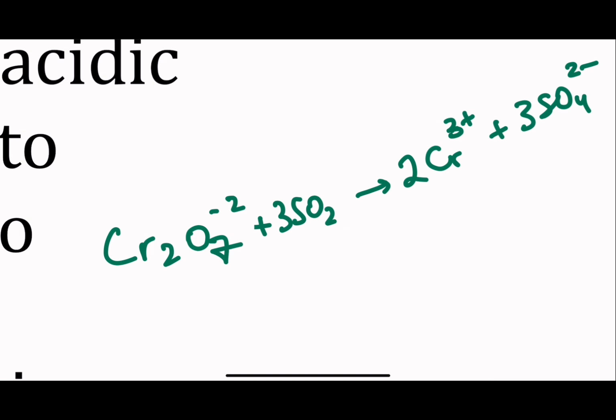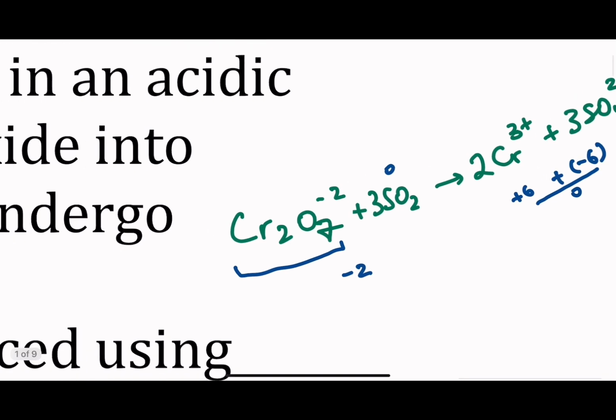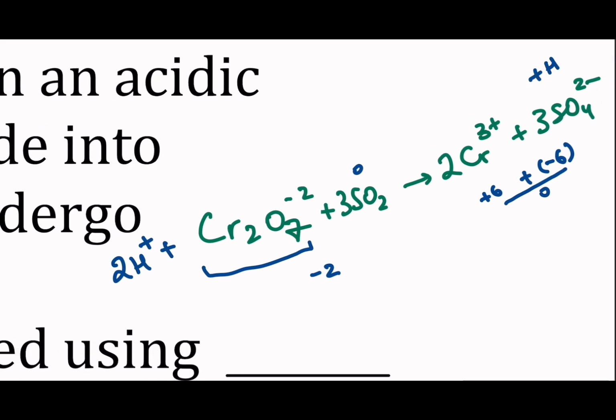In this case, we are going to look at the left side. The overall charge is -2, because this whole ion is -2, and this one is a compound, which has a 0 charge. And on the right we have +6 and then plus -6, because 3 times -2 is -6. So we have 0 here. In order to make them equal, we need to add 2 hydrogen pluses in here, which means adding 1 water into here.